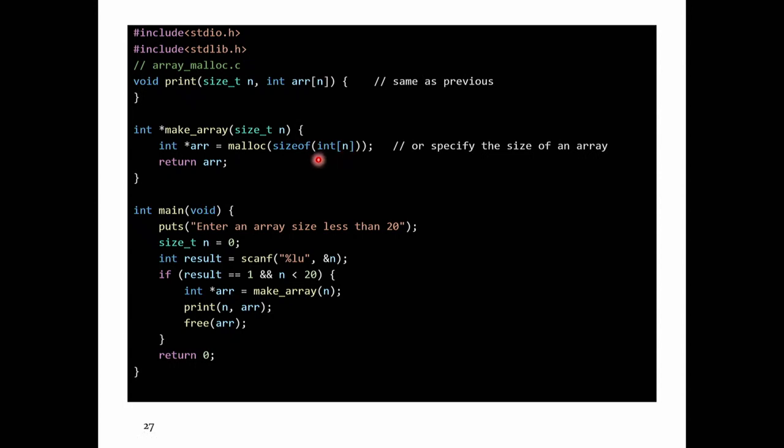If you know you want an array of int, then you might find this to be a little easier to remember. So if you know you want an array of int of length n, you can write int square bracket n, and then use sizeof on that array. And that also gives you back a block of memory that has the correct size. So either that form there or n times sizeof int.